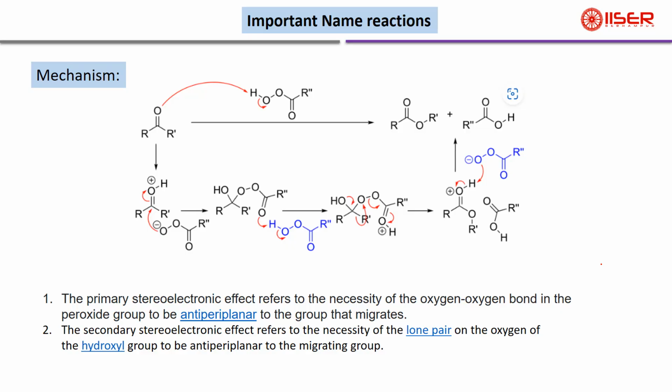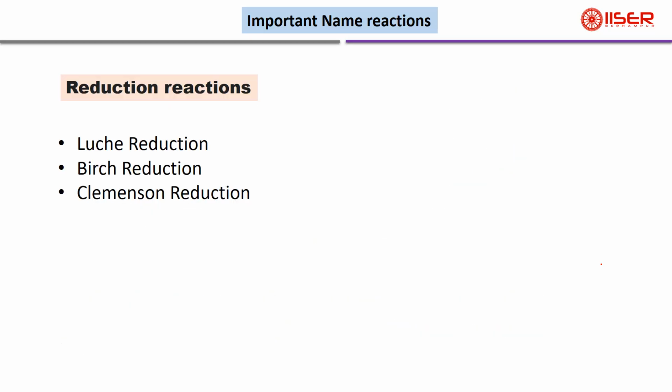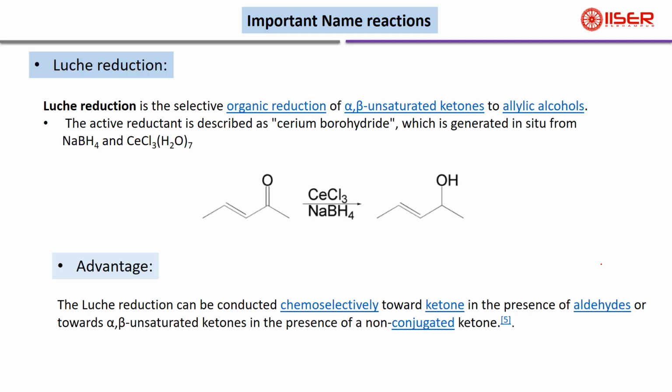So this is the mechanism as I have told. Next we will discuss reduction reactions. There are various important reduction reactions. First is Luche reduction, then Birch reduction and Clemmensen reduction. So first we will discuss Luche reduction.